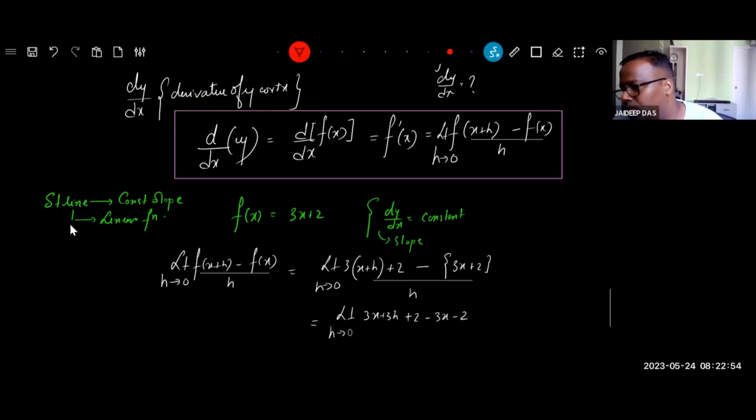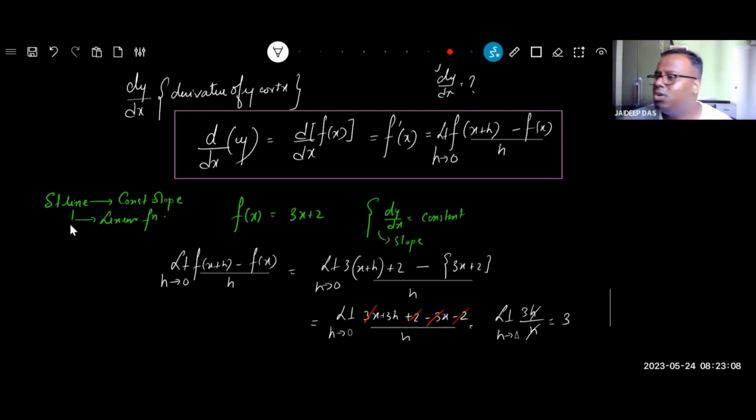Happily, the 3x and the 3x take away, the 2 and the 2 take away, right? And you also have an h in the denominator. So our next step would be the limit of h tends to 0, 3h by h, and the h and h go away. Now we don't need to plug in any limit. The value is 3.